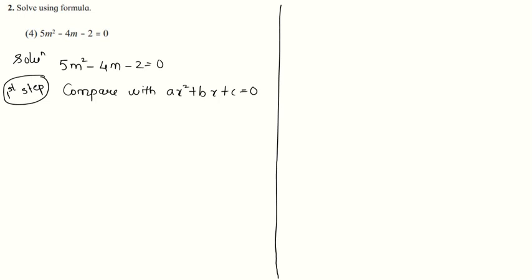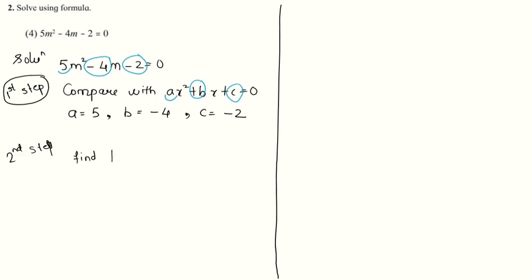We get a is equal to 5, b is equal to minus 4, and c is equal to minus 2. Just to make it easier to understand, I will highlight it, and then we will move on to the next step. Second step is find value of b square minus 4ac is equal to, what is b? b is minus 4.